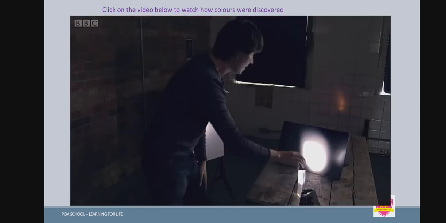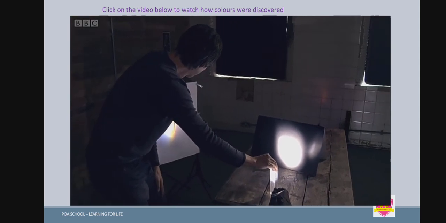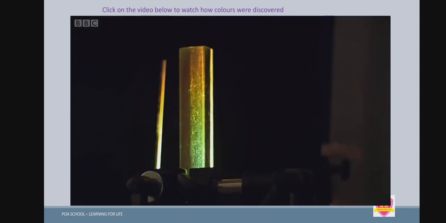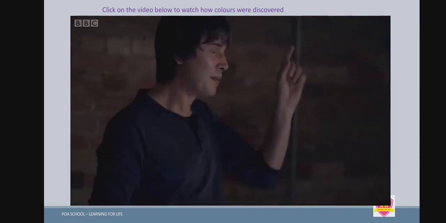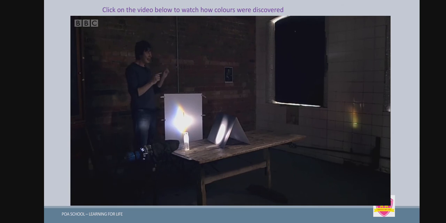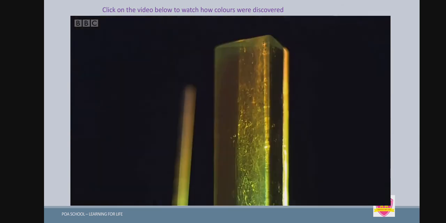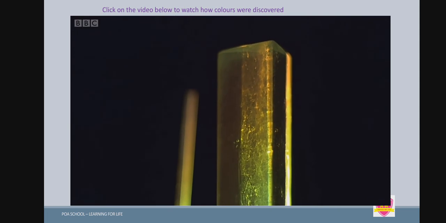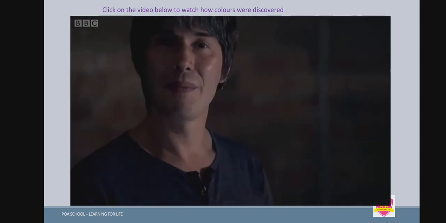Now, look what happens when I move the red light across the slit to the green light. On the wall, what you see is green light into the prism equals green light out. Now, that implies that the colours themselves are pure. The prism is not adding or subtracting anything. That means that Newton's hypothesis was shown to be correct.